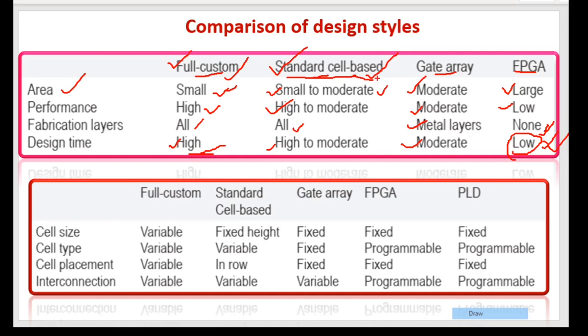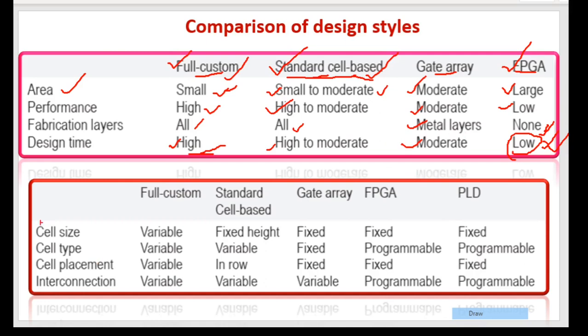And FPGAs are suitable for low volume production, where suppose you are an independent designer and an enthusiast, or you're designing a circuit which requires just a few numbers to be fabricated and produced. In that case you can go with FPGA, right?